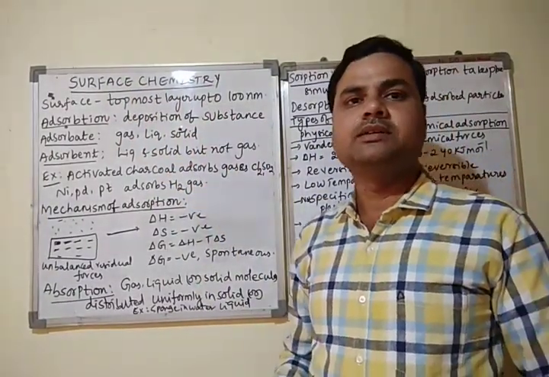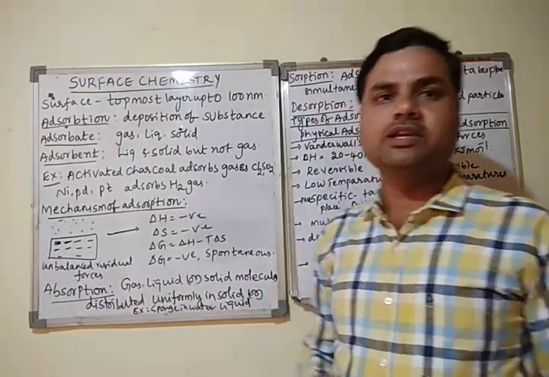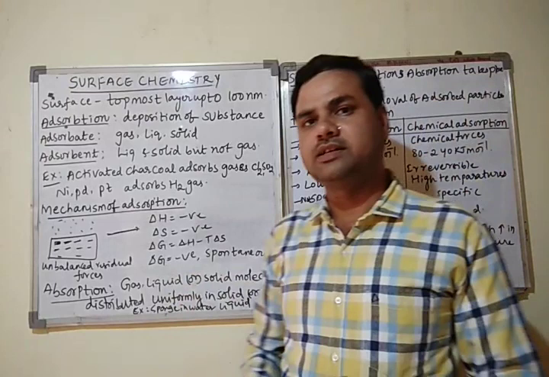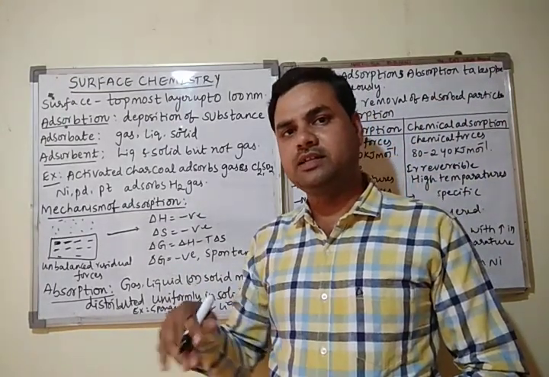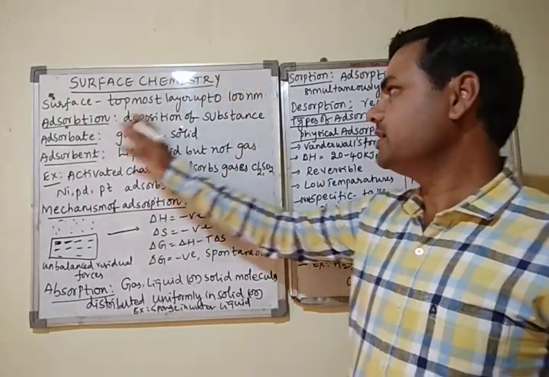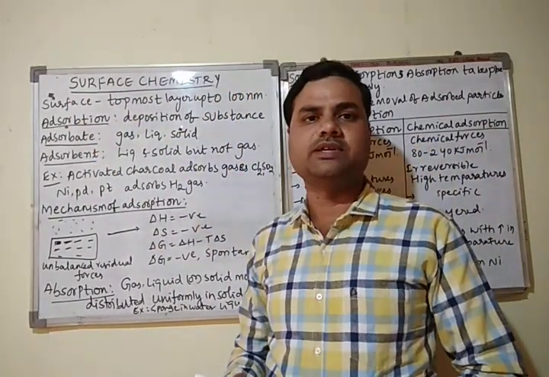Surface phenomena means the processes which are occurring only on the surface, not inside the bulk, which are taking place only on the surface. That is called surface chemistry. And here, first we will discuss the definition of a surface.